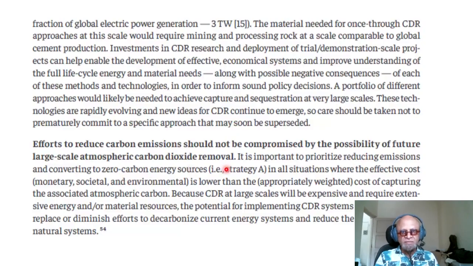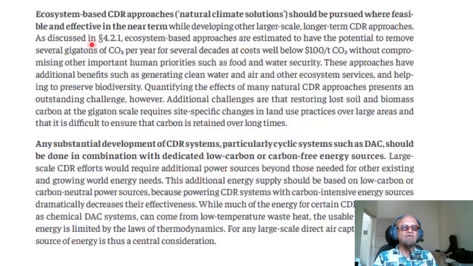So CDR is not a substitution for continued fossil fuel burning. In other words, you cannot continue to burn fossil fuels and hope CDR will deal with it. You have to reduce carbon emissions in energy and all the other sectors: transportation, buildings, agriculture, and so on and so forth. Ecosystem-based CDR approaches, natural climate solutions as we call them, should be pursued where feasible and effective in the near term so that they can help bridge until we get CDR to a complete operational, scalable stage.